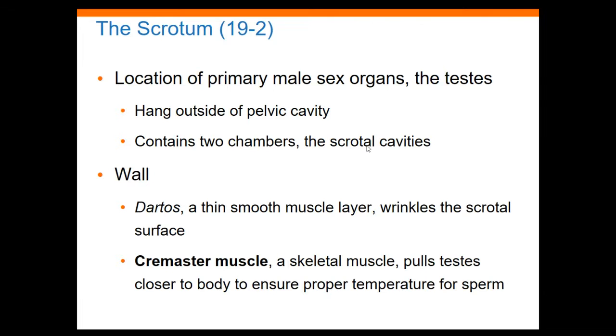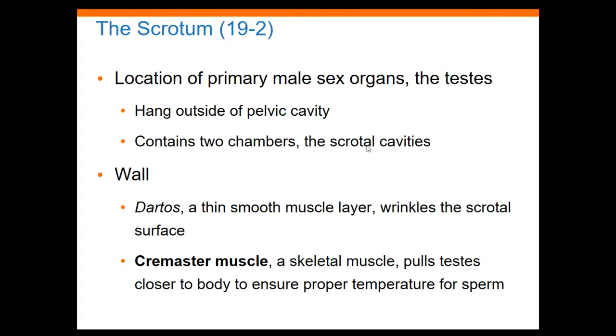But there's also another layer of muscle called the cremaster muscle, which contracts to pull the testes closer to the body to make sure that we have the proper temperature for sperm development. The reason the testes are outside of the body, as you learned in your video, is that body temperature is actually too warm for sperm production. The temperature needed is about 2 degrees Fahrenheit cooler than normal body temperature. So by having the testes located outside of the body cavity, we can have that cooler temperature.